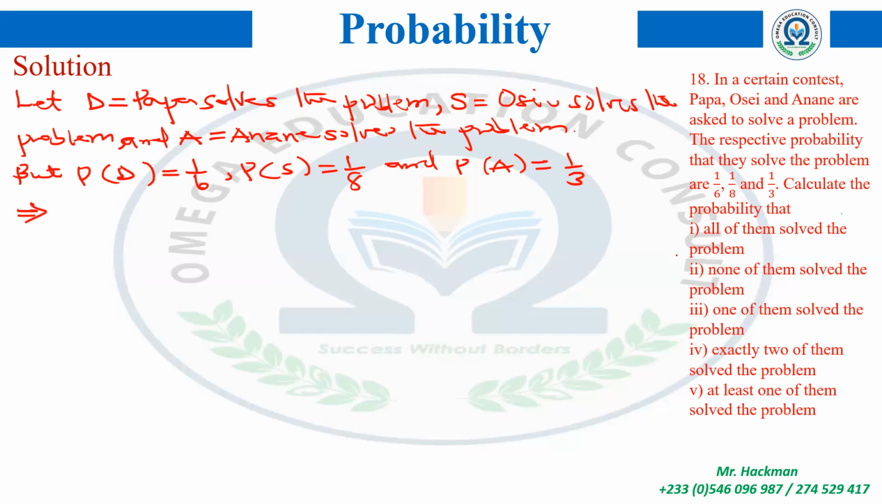Remember the relation you were told: if I know the probability of an event, I know the complement of the event. P of the complement of the event is equal to 1 minus the probability of the event itself. So that's what we are going to use here. We know the probability of the event itself, we don't know that of the complement, so we can find that. So P of D complement will be 1 minus this. I hope you are following.